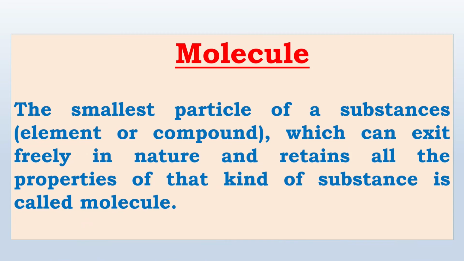This way: the smallest particle of a substance, which may be an element or a compound, which can exist freely in nature and retains all the properties of that kind of substance, is called a molecule. What is the meaning of this saying? A molecule may be of an element or it may be of a compound. Normally the word molecule is associated with compounds, but there are some elements which have molecules.